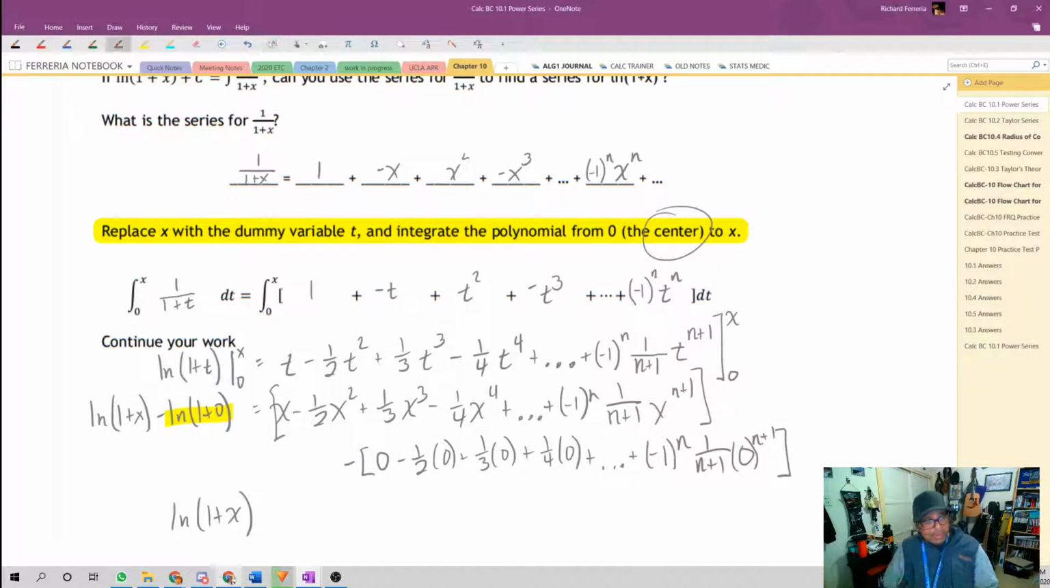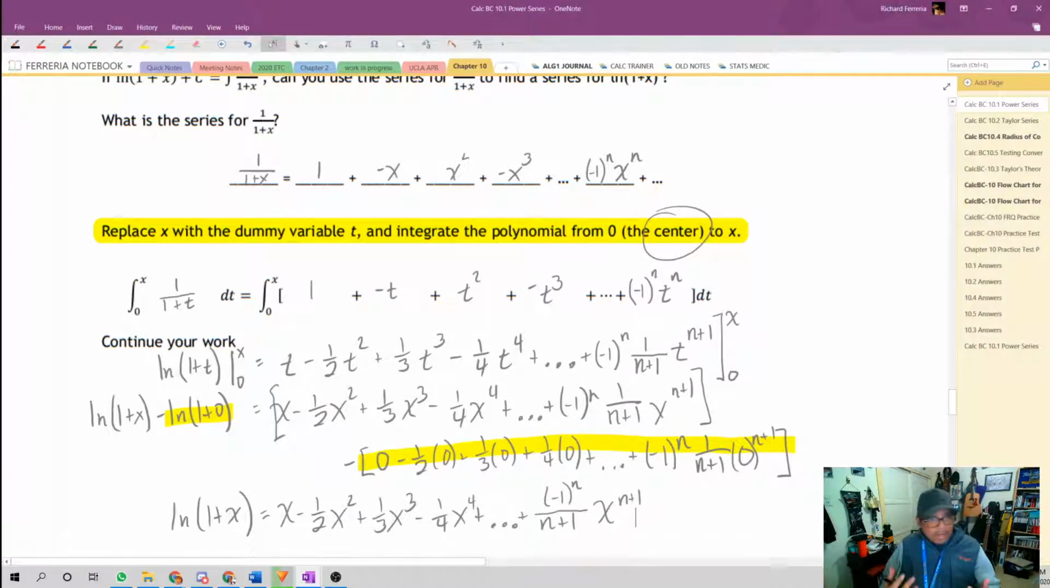Now on the right side, if we take a look at the second bracket, every term gets multiplied by 0, so this is going to be 0 as well. And the fact that that second bracket turned into 0, that happened because we chose 0 as our lower limit of integration. That's always going to happen if you make the lower limit 0. Sorry, if you make the lower limit the center of the series. And that kind of does it.